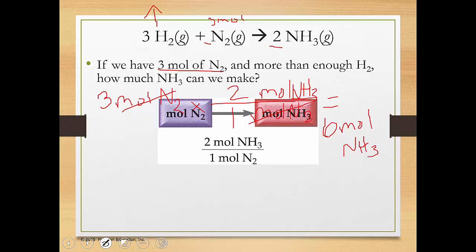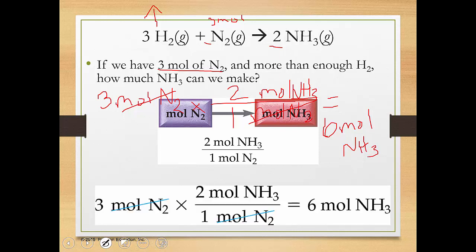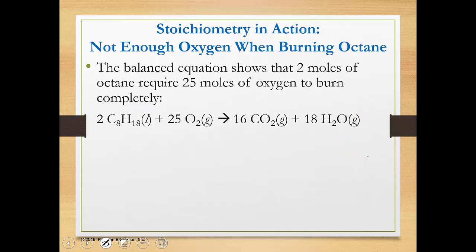Okay? Now, so I'm overwriting this. Sorry, I tend to get ahead of myself on these things, but bear with me. So if you look at your plan to get from moles of nitrogen to moles of ammonia, you need that relationship of 2 to 1. And then just a little bit cleaner version of that you can see. 3 moles of nitrogen times the 2 to 1. Okay, that's pretty simple.